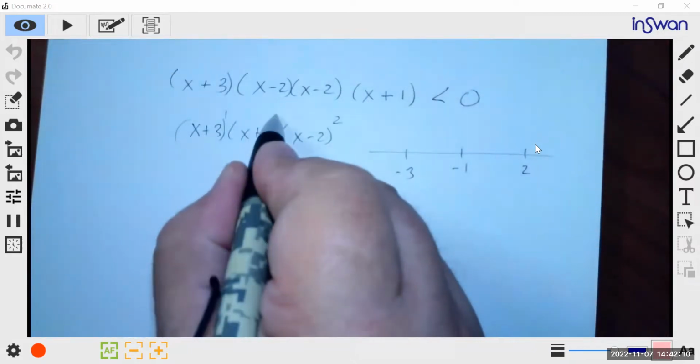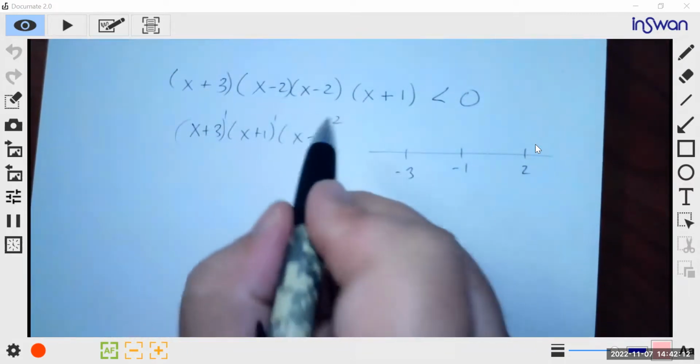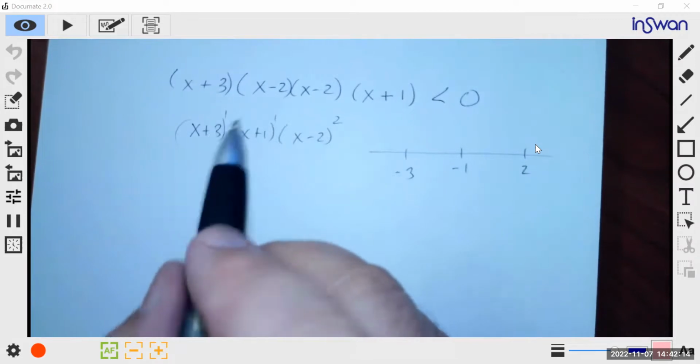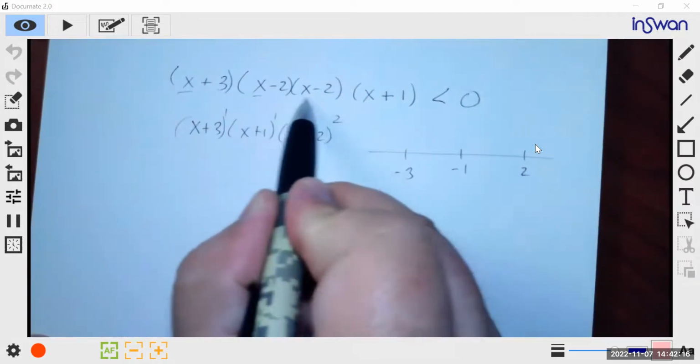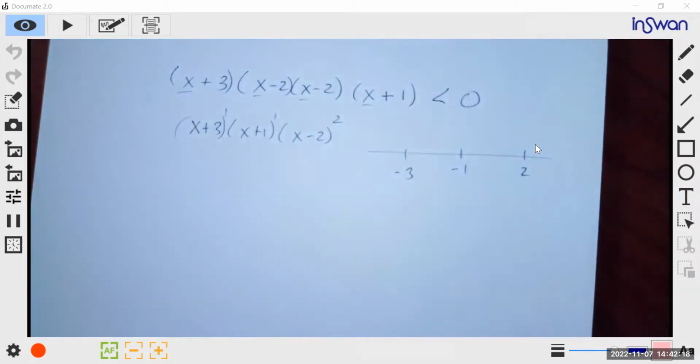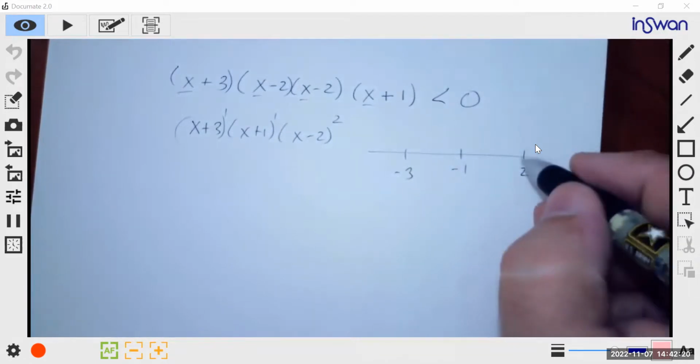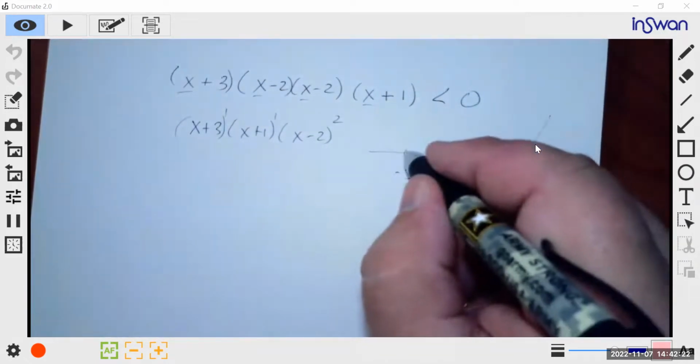Count the multiplicities. 2 plus 1 plus 1 is 4. Basically, it's the number of x's we have. We have 4 x's, so it's 4. Which means that both ends have to go the same direction.